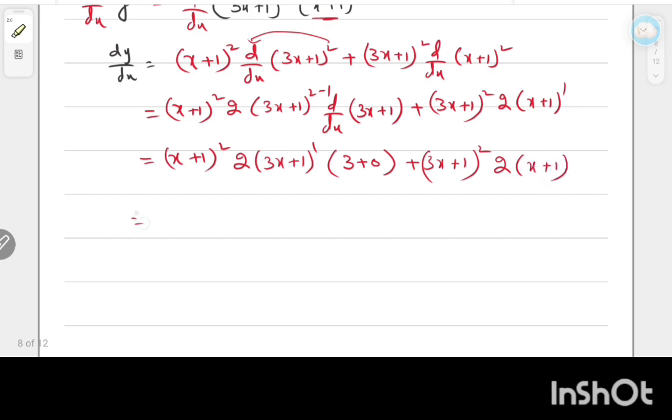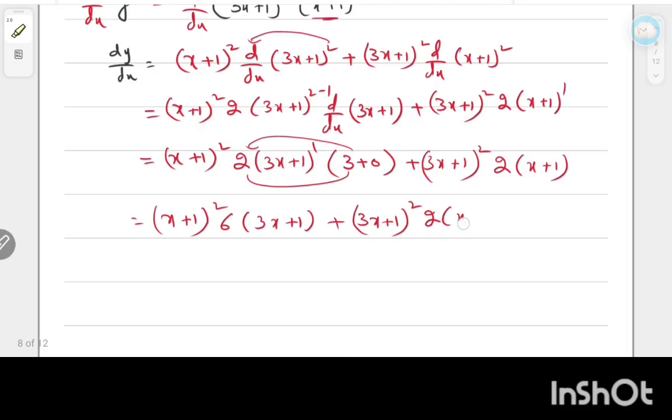Now 3 multiplied by this one, (x + 1)², and 2 times 3 is 6, (3x + 1). This 3 multiplied by 2, the answer will be 6. Okay, now (3x + 1)² times 2 into (x + 1). I think that is enough.